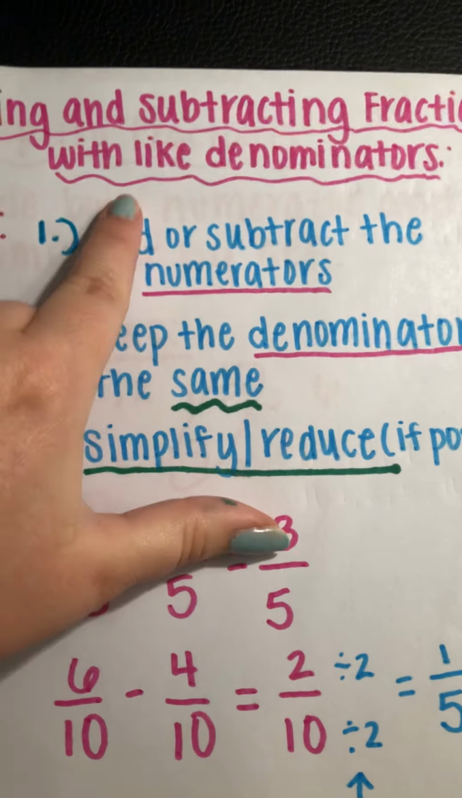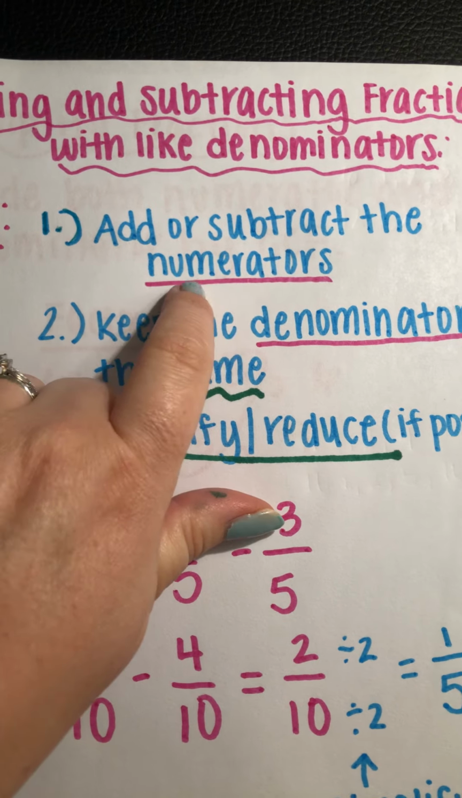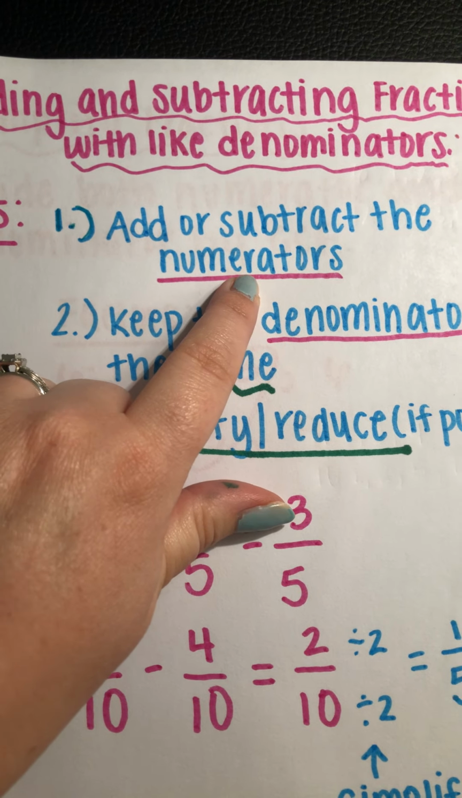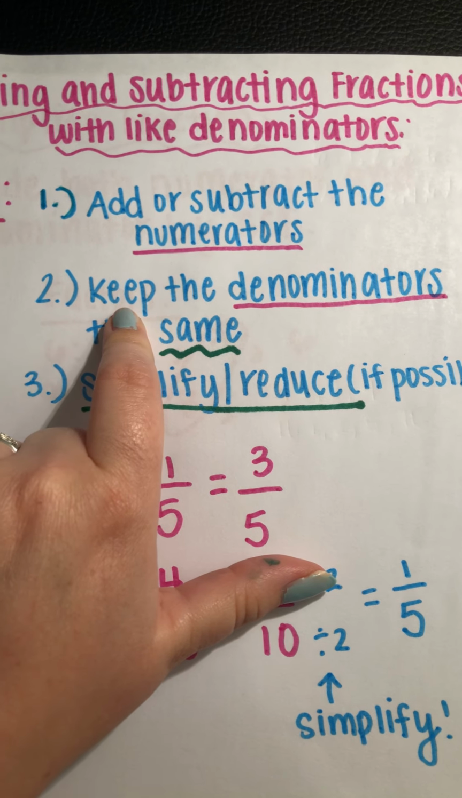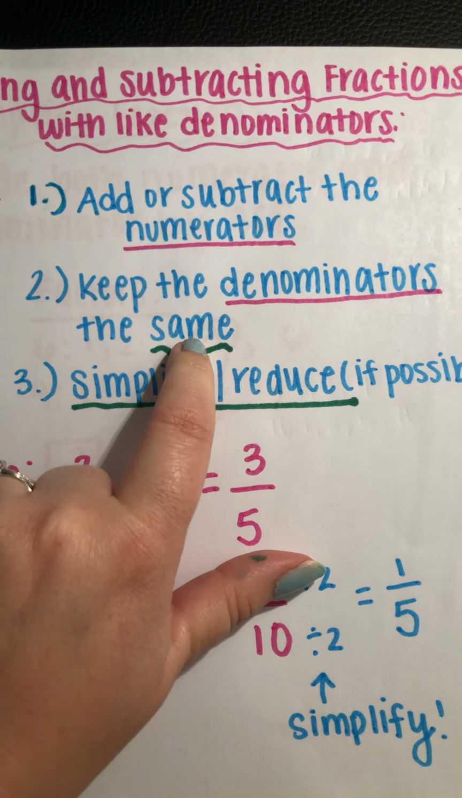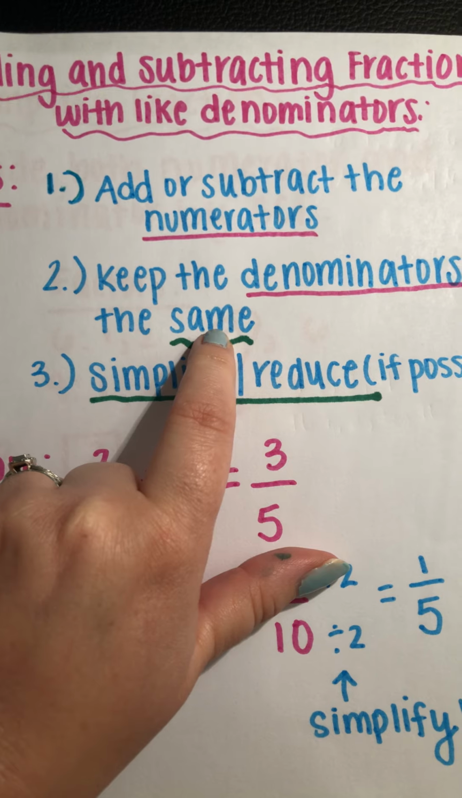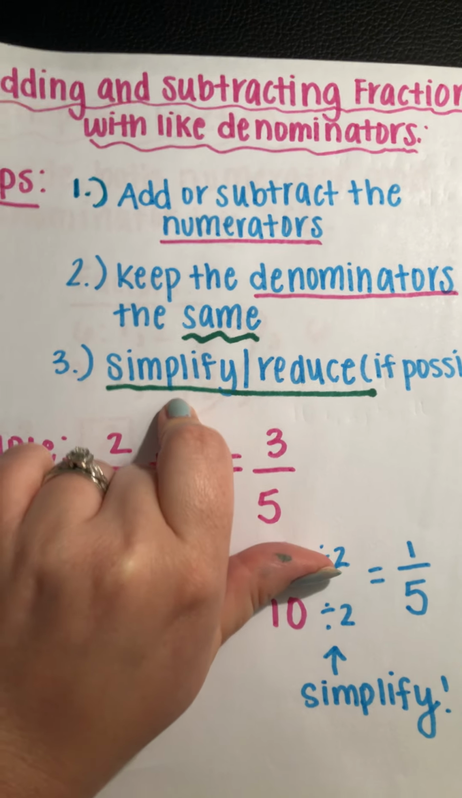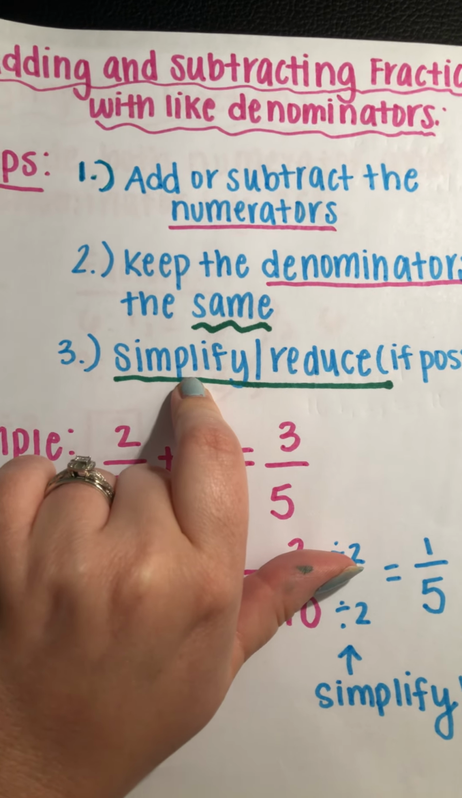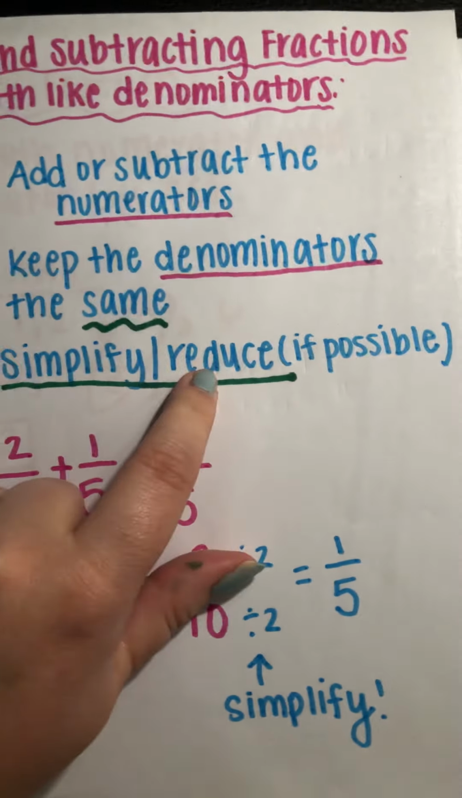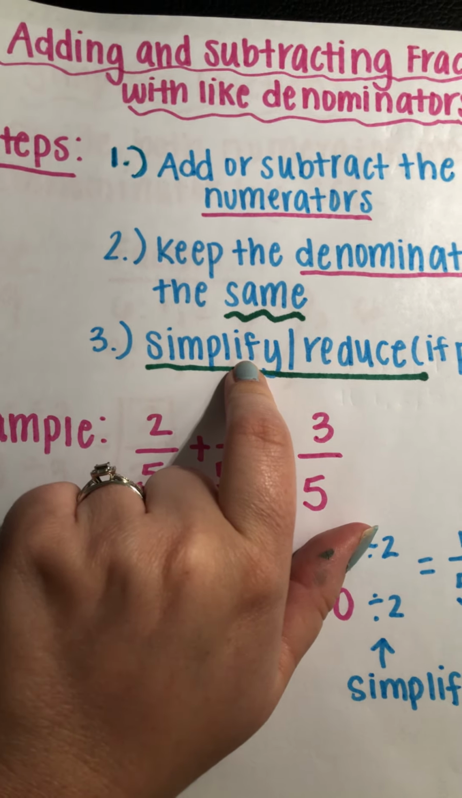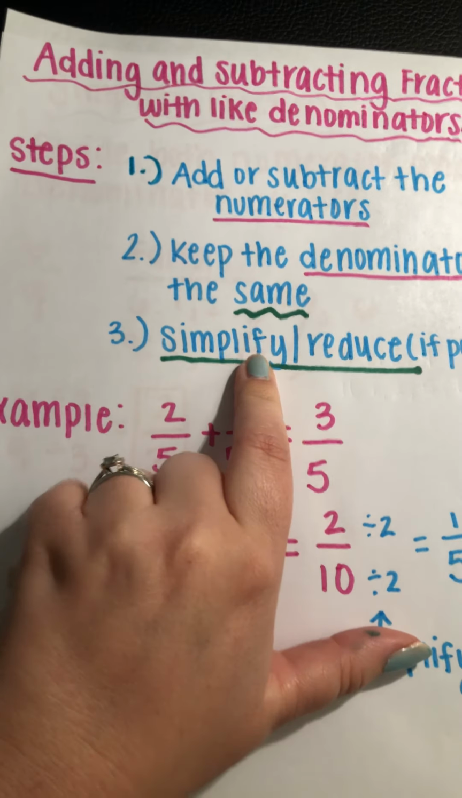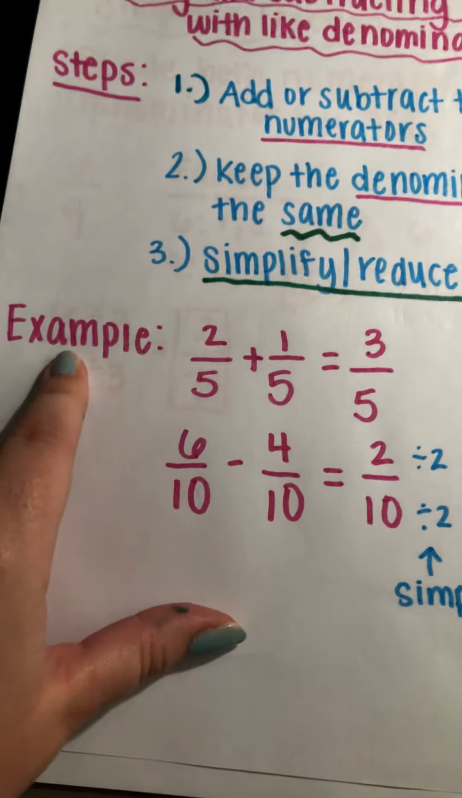The first step is to add or subtract the numerators. So remember, the numerators are the top numbers. The second step is to keep the denominators the same. That's very important. I'll go over that example here in a second. Then the third step is to simplify or reduce if possible. And we know how to simplify because we did that in our last unit, but I will go over that again. So here's an example.